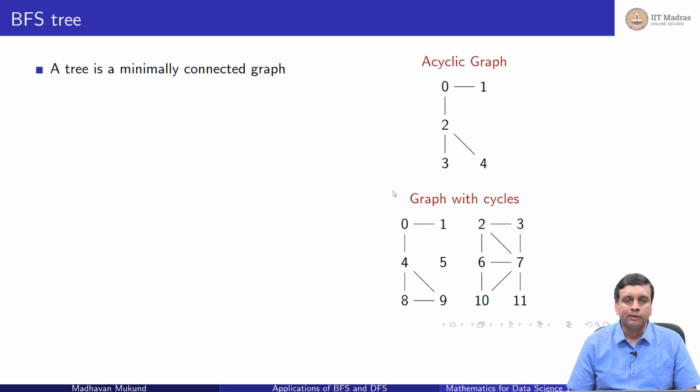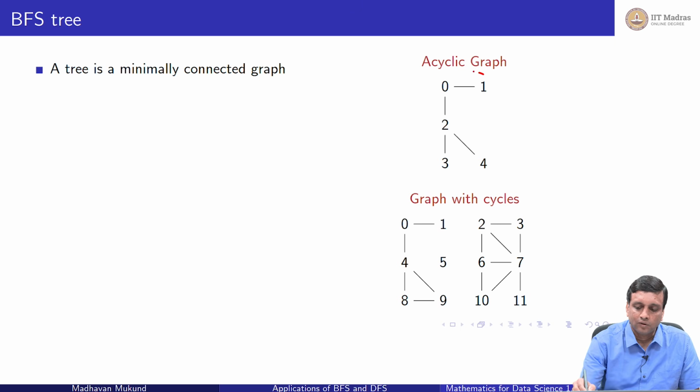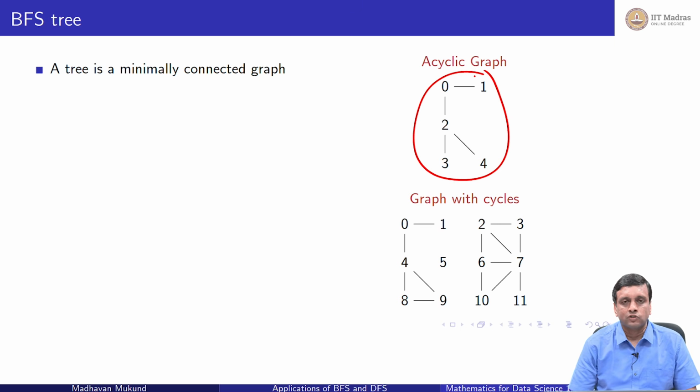So a tree is a minimally connected graph. So here, look at this example here. So this acyclic graph that we drew, right? So it is connected because we saw that it is one connected component. It's also acyclic, and in particular now if you drop any edge, like for example if you drop the 2, 4 edge, then this graph will become disconnected.